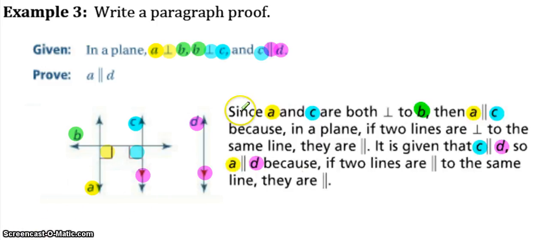Alright, here we go. Since we know that line A and line C are both perpendicular to the same line B, that then tells us that line A and C must be parallel. Sorry, I said parallel, meant perpendicular. They are both perpendicular to the same line B, then they must be parallel to each other, A being parallel to C, and that's based on, in a plane, if two lines are perpendicular to the same line, they are parallel. So then it's given to us that C is parallel to D, and therefore if A is parallel to C and C is parallel to D, then A must be parallel to D because of that reason just stated.